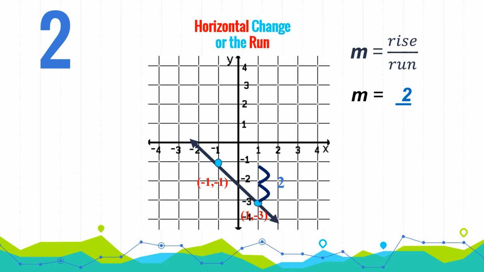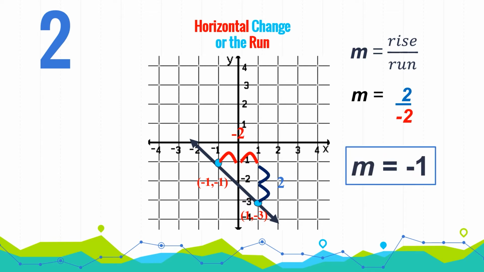How about the horizontal change or the run? We have to end up counting up to -1, -1. So the movement of our counting is from right to left. That will be negative, starting with 1, 2. Therefore, that is -2. And the value of run is -2. So 2 divided by -2 is -1. Therefore, the slope of this line is -1.